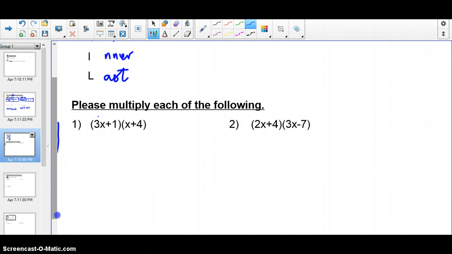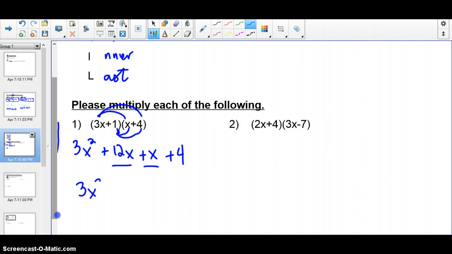So number 1, you're going to multiply first times first, which is 3x squared. Then you're going to multiply outer, which is 12x, inner, 1x, and then last, 4. Make sure to combine like terms. You've got 3x squared plus 13x plus 4.